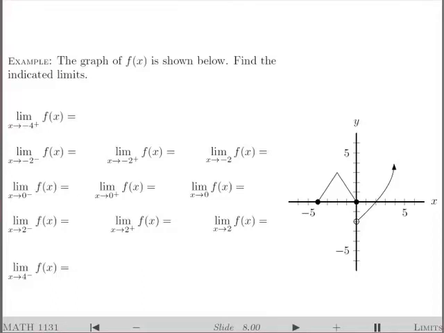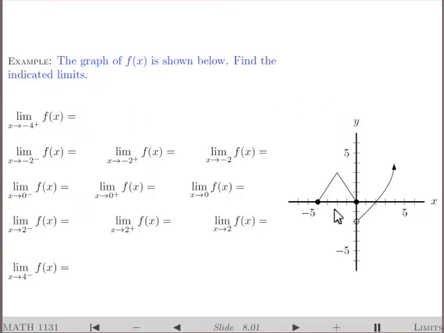Welcome. In this session, I will discuss how we can estimate limits from graphs. We are going to estimate certain limits of the function whose graph is shown here. The first is the limit as x approaches -4 from the right of this function.